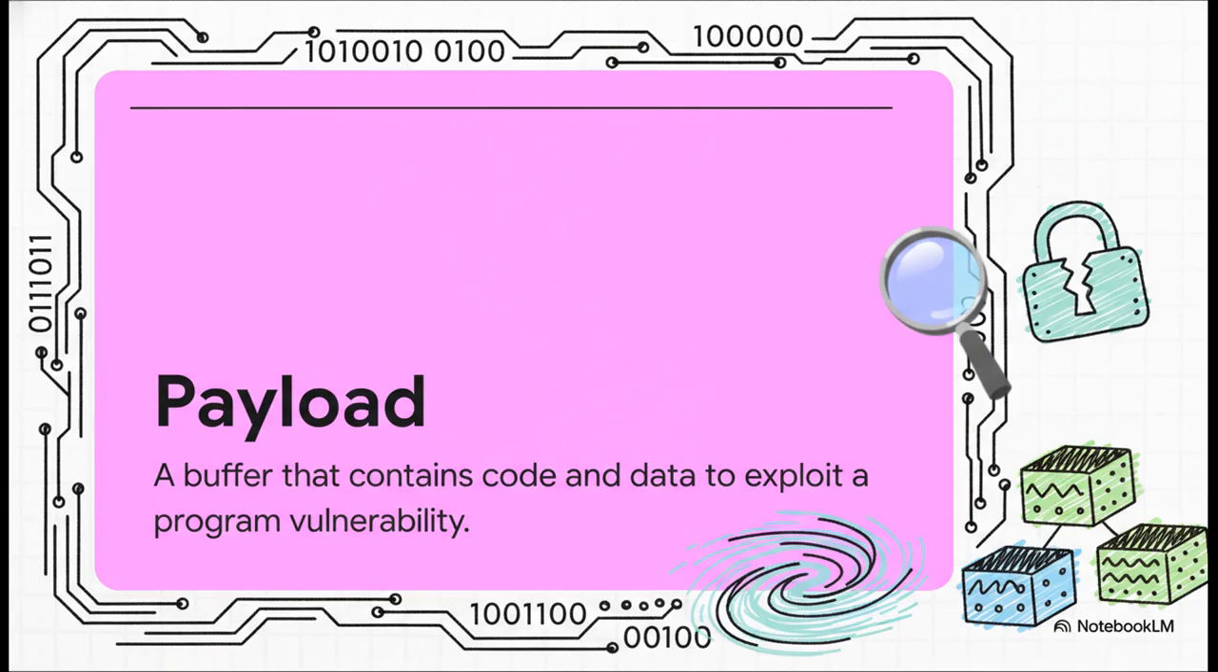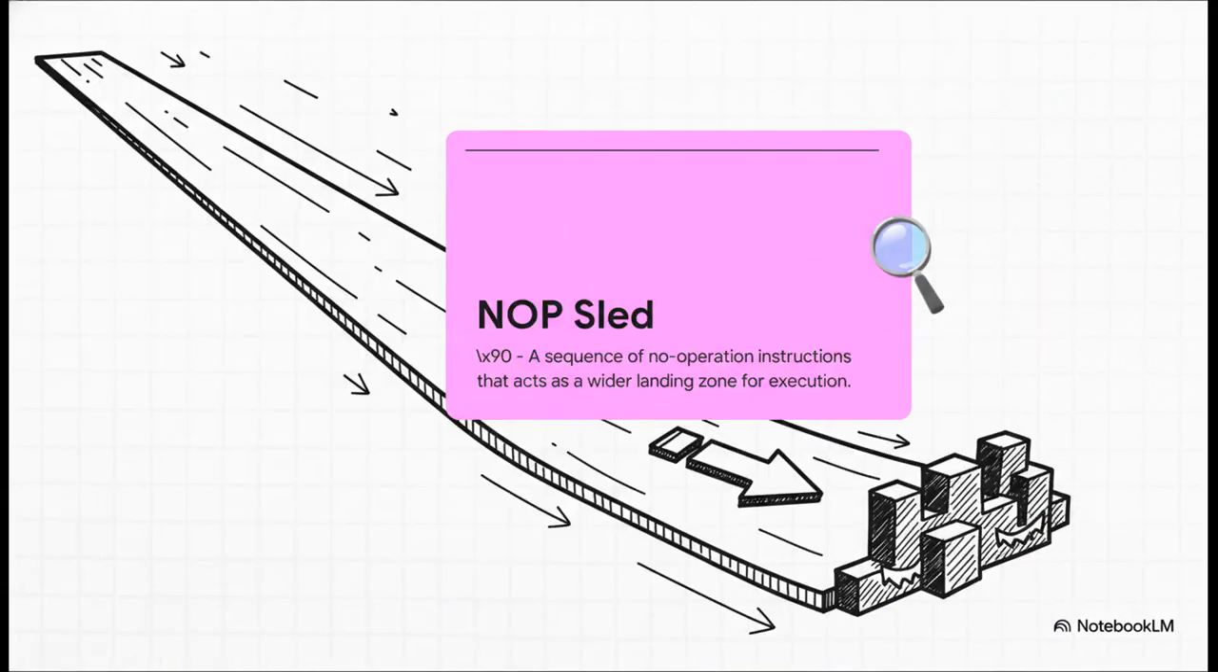It's this meticulously crafted sequence of ones and zeros, kind of like a safecracker's toolkit. And it gets sent right through the front door disguised as normal data. It has three key parts we need to understand. First up is something called the NOP sled. The best way to think of this is like a long, slippery landing strip for an airplane. NOP stands for no operation.